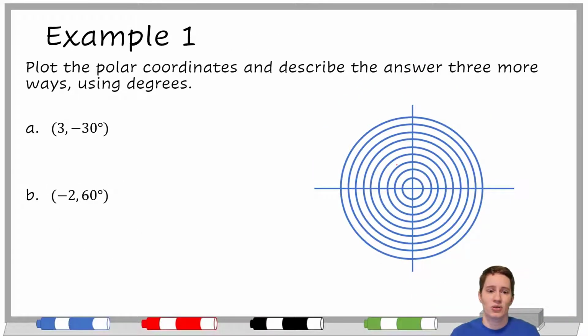Example 1, plot the polar coordinates and describe the answer 3 more ways using degrees. So they're giving it to us in degrees, and we're going to have to come up with 3 other ways to name it. So the first thing we do on each of these is we go to the angle.